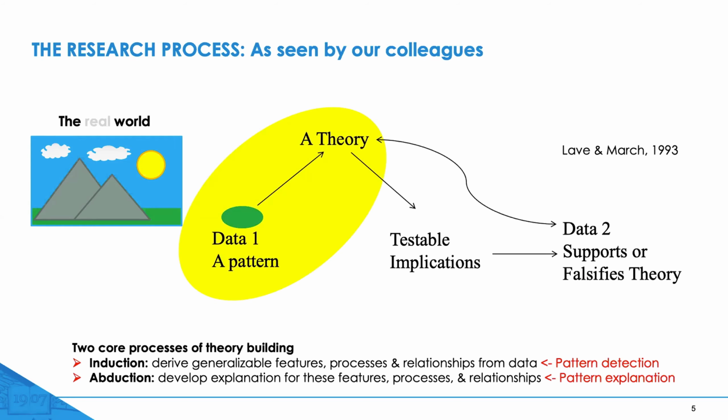Our approach deals directly with the starting part of the research process, that is deriving patterns from data and constructing a theory to explain that pattern. And there are two core processes of theory building. Here is the induction and abduction, and we call them pattern detection and pattern explanation. Now, this is the process that we are primarily concerned about.